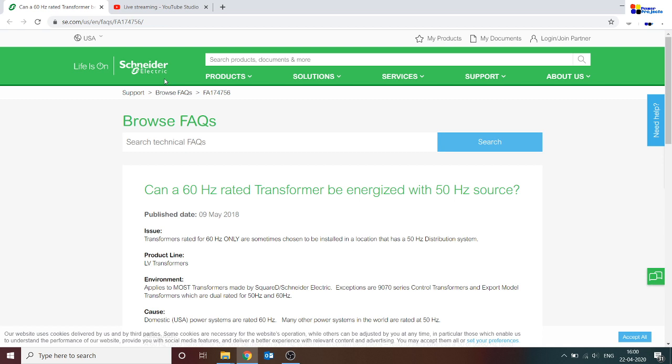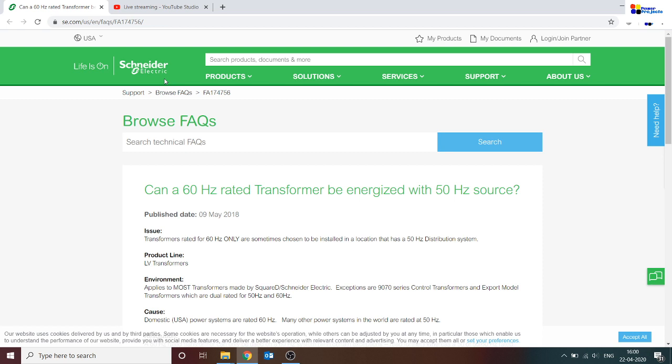Probably we may be aware that we have different rated frequencies across the world. One is 50 hertz and the other is 60 hertz. These are predominant. Apart from that, there are other frequencies also in use, like 400 hertz or 16.7 hertz, depending upon the location.